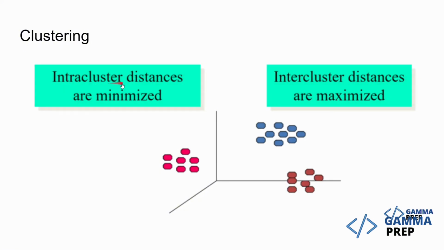That is, the intra-cluster distance should be minimized and the inter-cluster distance should be maximized. The distance between two points in the same cluster should be minimized, and the distance between two points in two different clusters should be maximized.